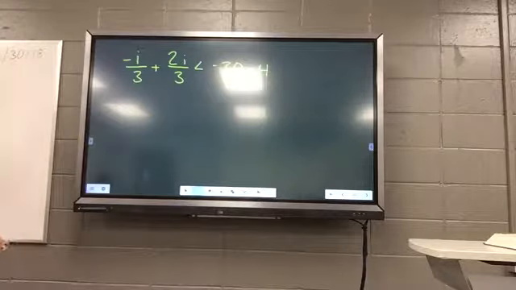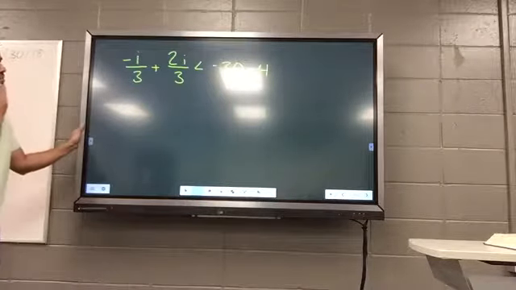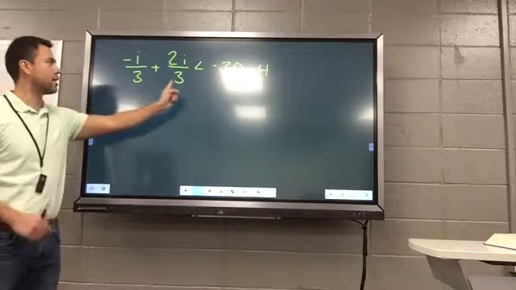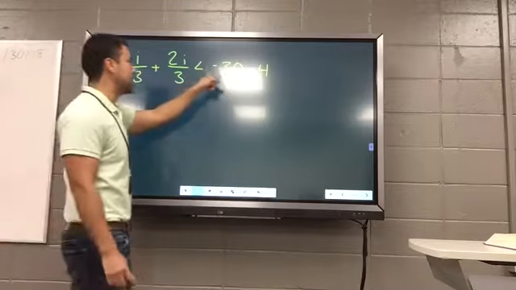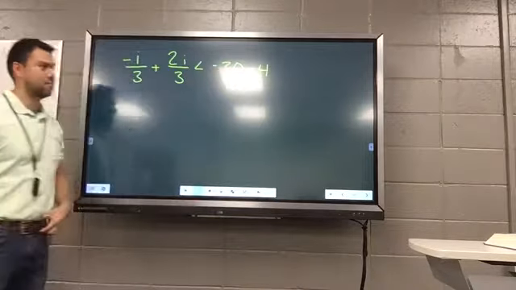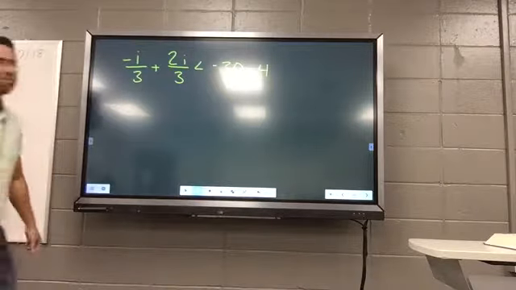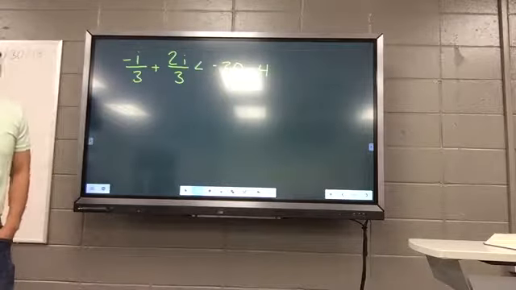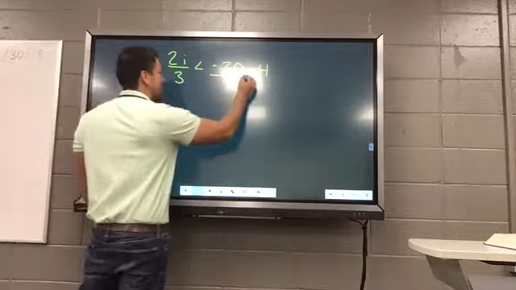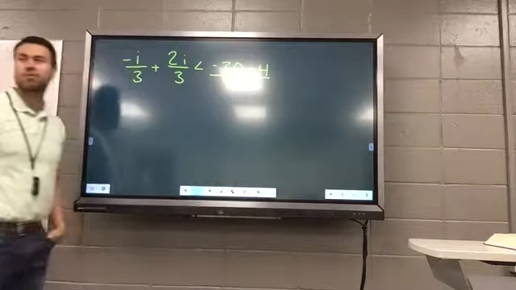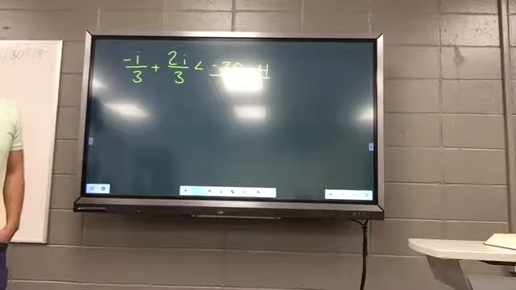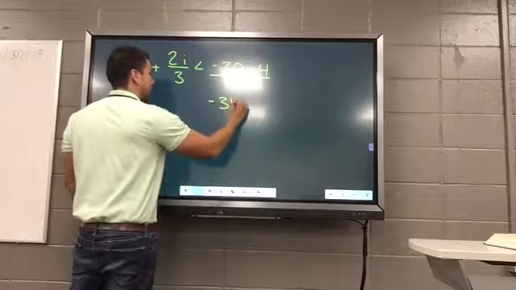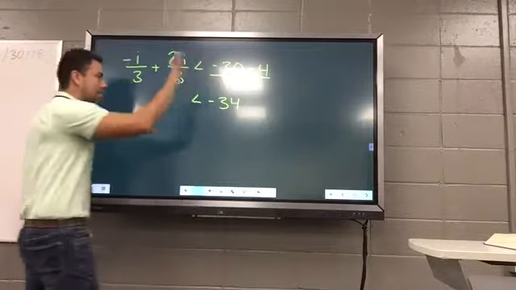You can try it on your own, but if you need that help, it's negative I over 3 plus 2I over 3 is less than negative 30 minus 4. Did I say that right? Okay. Look at both sides. Do they look simplified? No. I'm looking at the right especially. I think I can simplify that. What's negative 30 minus 4? Negative 34. Okay, I could do that. So at least I got that part.